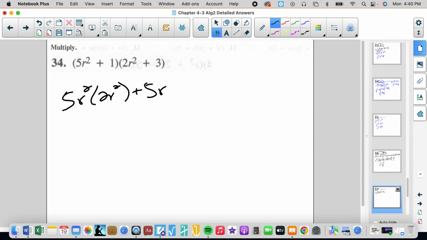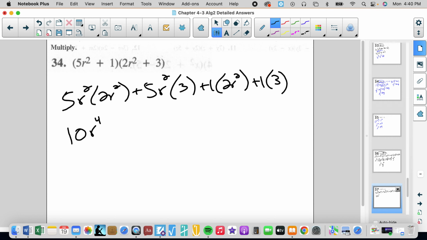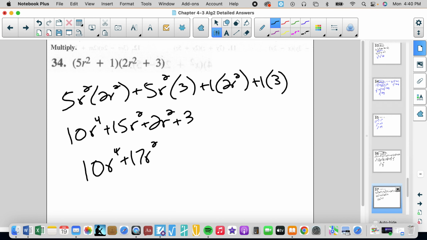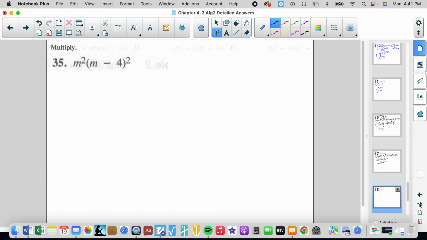Plus 5r squared times 3 plus 1 times 2r squared plus 1 times 3, 10r to the fourth, plus 15r squared plus 2r squared plus 3, 10r to the fourth plus 17r squared plus 3. Almost done here. Ooh, that's tricky.